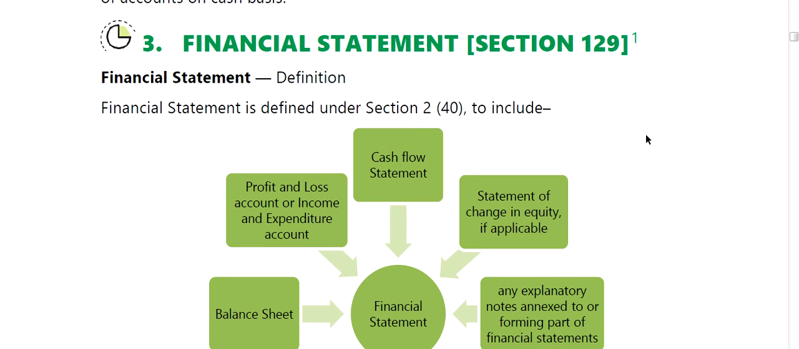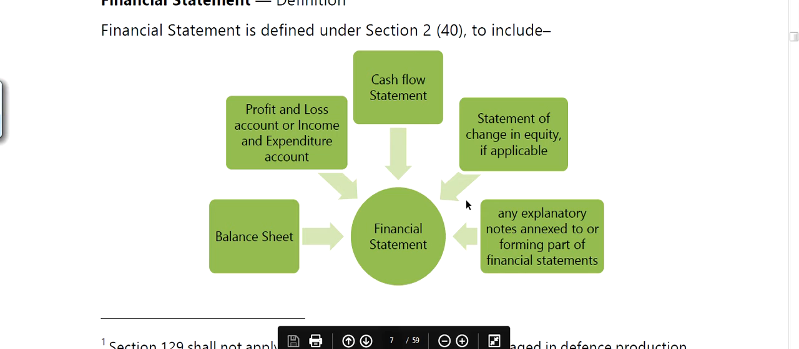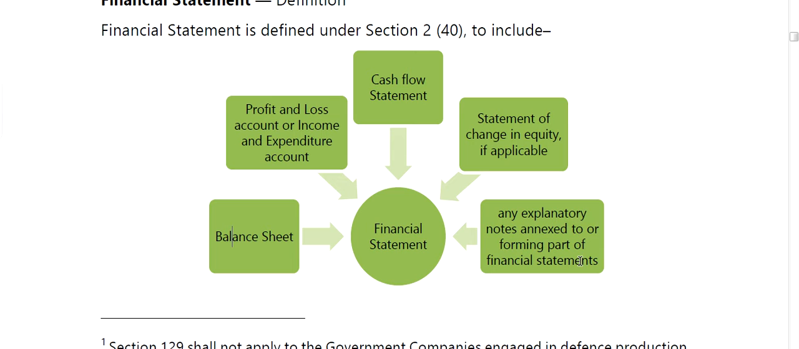Let's move on to section 129, that is financial statement. When you say financial statement, as per section 2 subsection 40, it includes 5 things: a balance sheet, P&L or income and expenditure account, cash flow statement, statement of changes in equity if applicable, and any explanatory notes annexed to or forming part of the financial statement. So these are the 5 things: balance sheet, P&L, cash flow statement, changes in equity, notes.